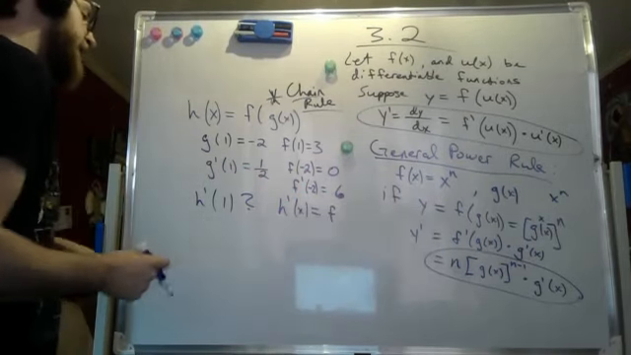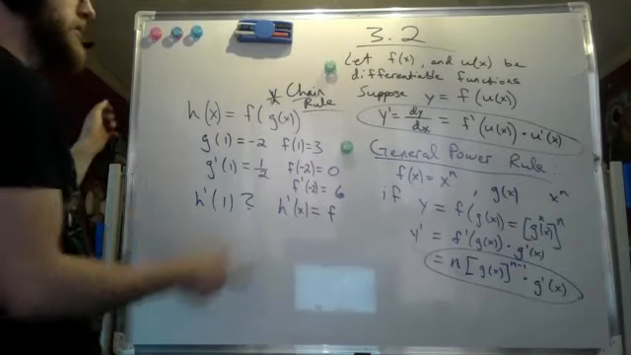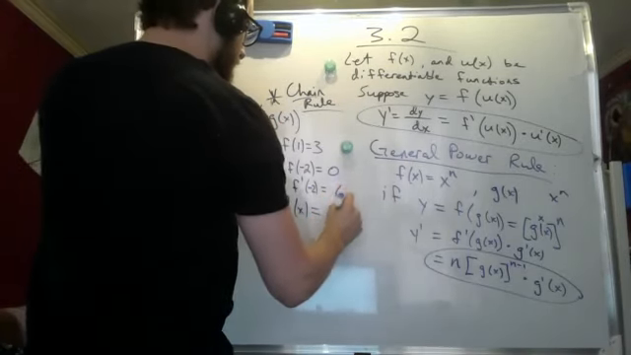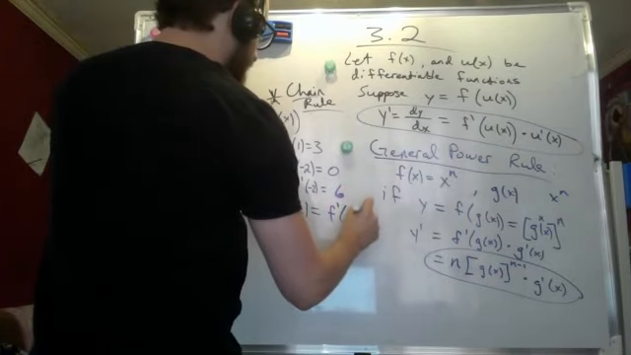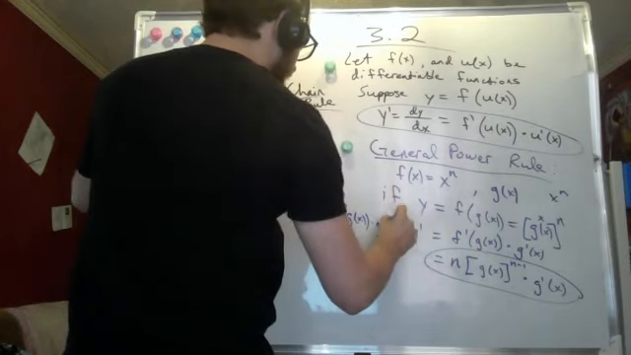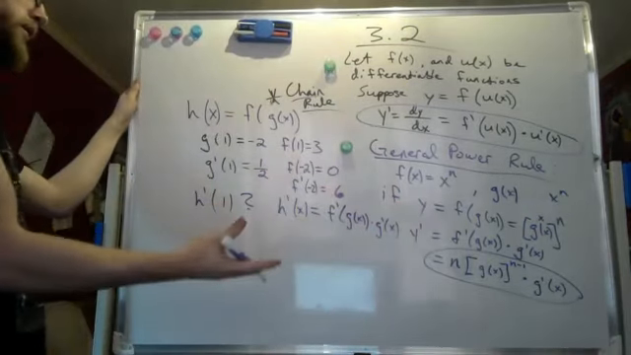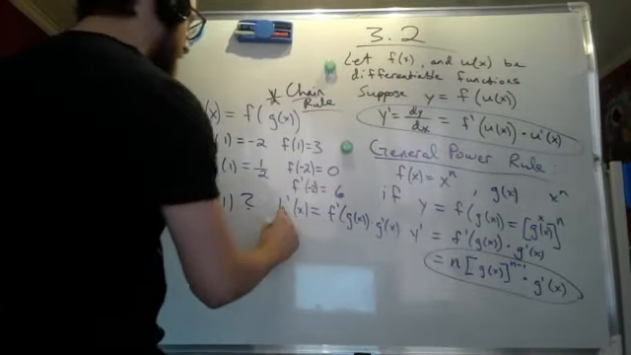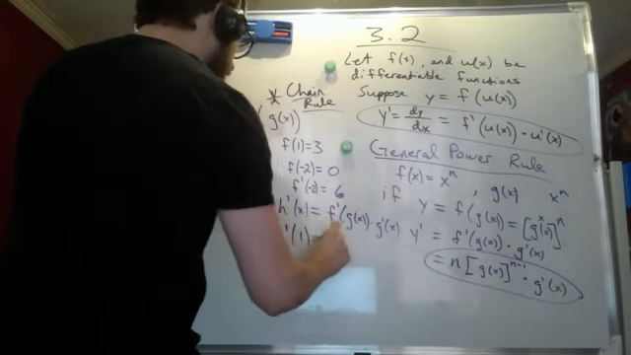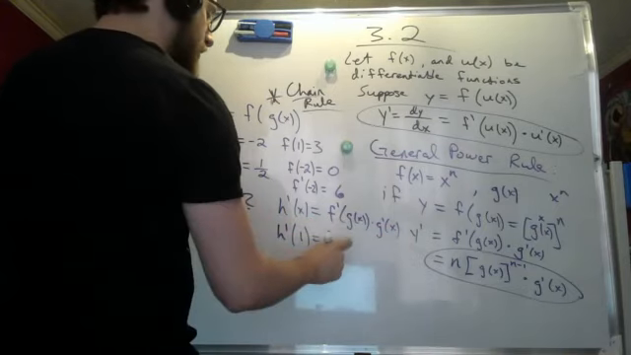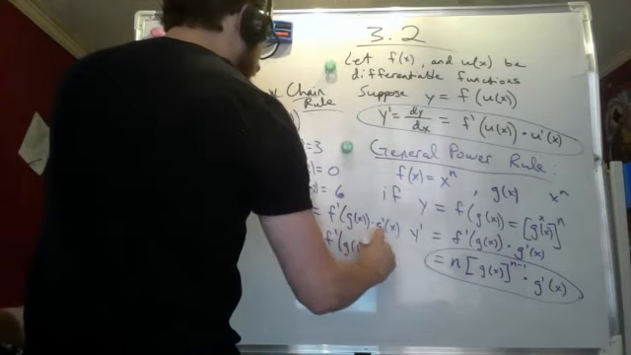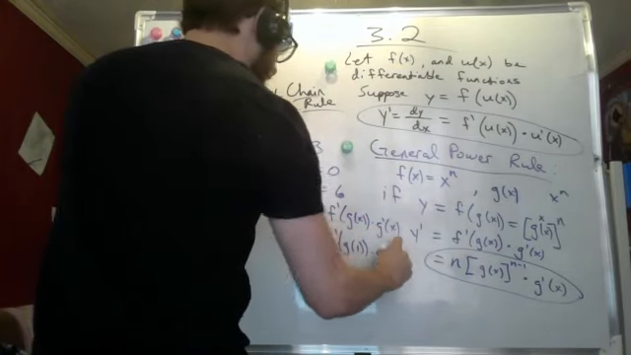But what is h prime? H prime of x, based on the chain rule, is f prime of g of x, leave the inside alone, times g prime of x. And that's all we know. Okay, well then plug in some numbers. H prime of 1 is just equal to where x equals 1 in this equation. So that's f prime of g of 1 times g prime of 1.